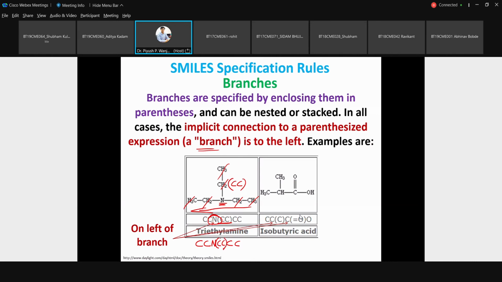But in this case also, the nitrogen should not be on the right side. In whatever way you are representing, the nitrogen should always be on the left side. Okay. If there is any doubt, please ask.